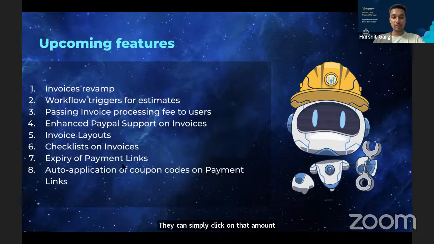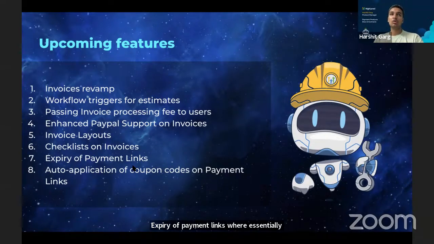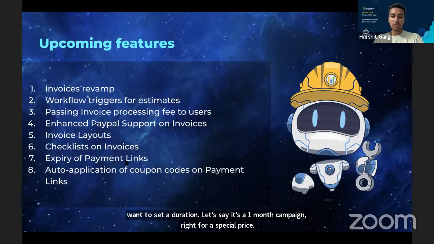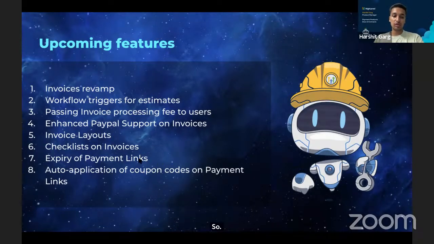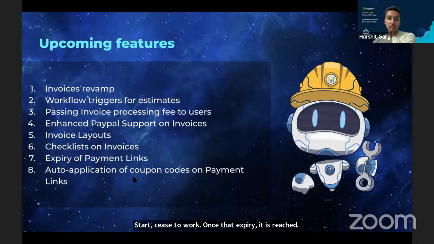Expiry of payment links, where essentially you have sent out a link, but you want to set a duration. Let's say it's a 1 month campaign for a special price. All the payment links will cease to work once that expiry date is reached. And then we have auto application of coupon codes on payment links, where whenever a payment link is being generated, a coupon code will be auto applied to it. So that is it from invoices and payment links.